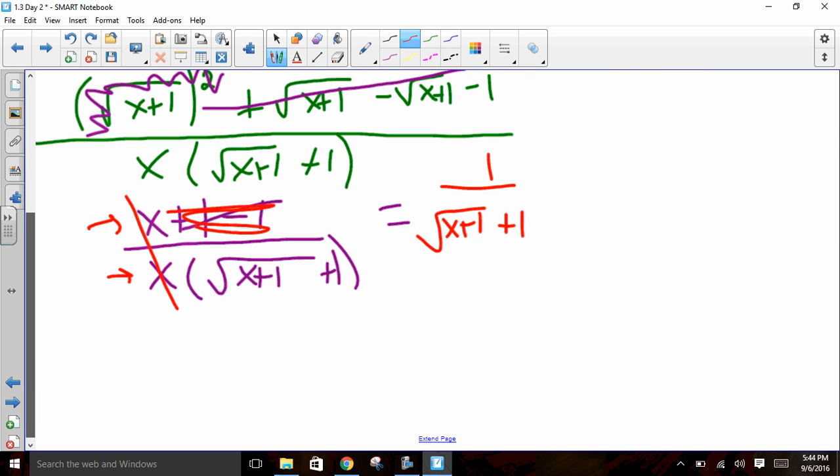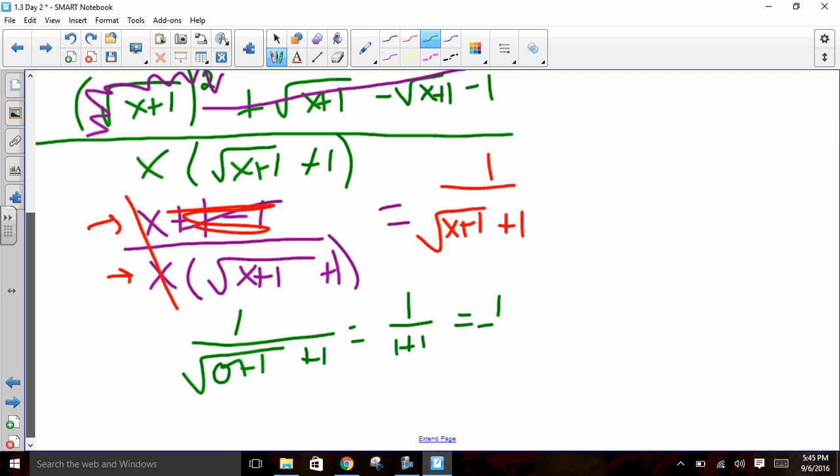I've got other stuff on that bottom. So I was looking for the limit as x approached 0. Now that I don't have anything that's going to make that not possible, I can plug in that 0. So I get 0 plus 1, which is 1. The square root of 1 is 1. So then on the bottom I get 1 plus 1, which is 2. So that big old limit there ends up being 1/2. I know, a lot of work for such a little answer.